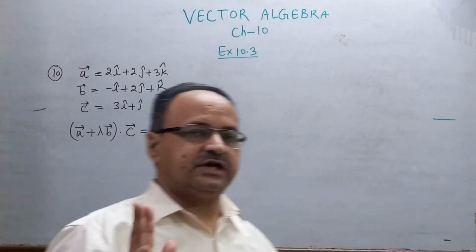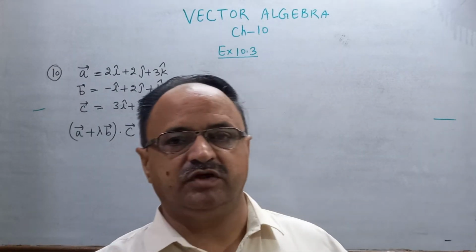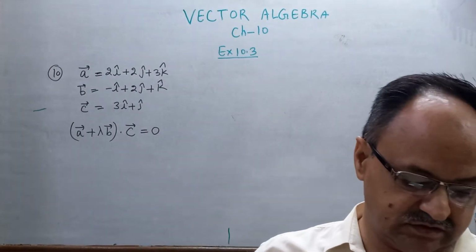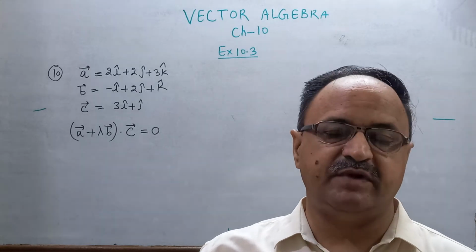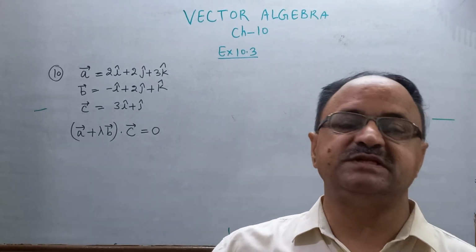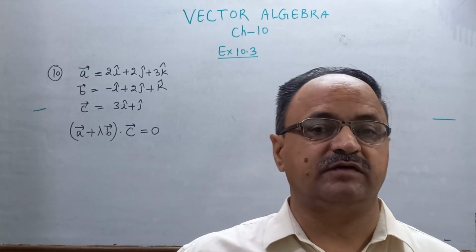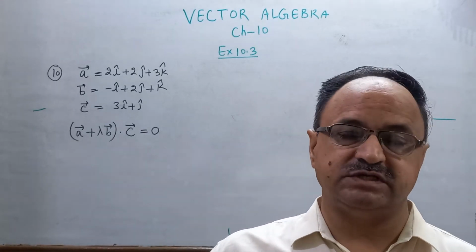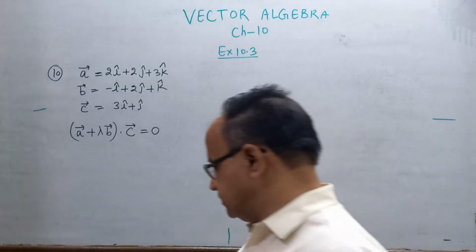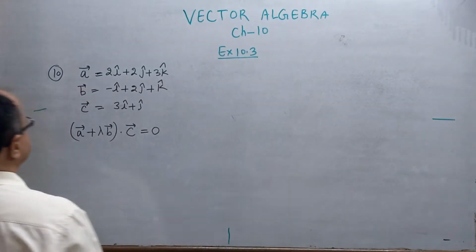In this question there are three vectors given, vector A, vector B, vector C, such that A plus lambda B is perpendicular to C. It means their dot product is 0. This is the condition of perpendicular, you know very well. If the dot product is 0, it means both vectors are perpendicular. Using this result, try to solve.